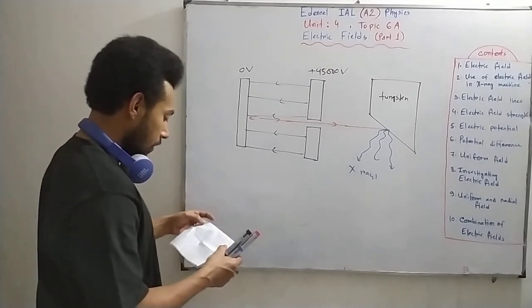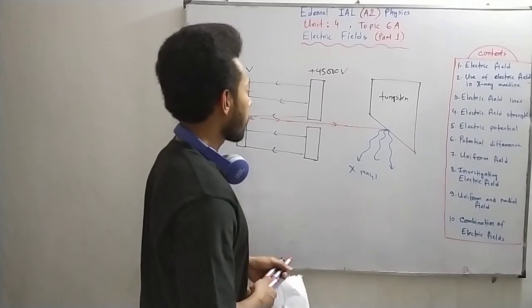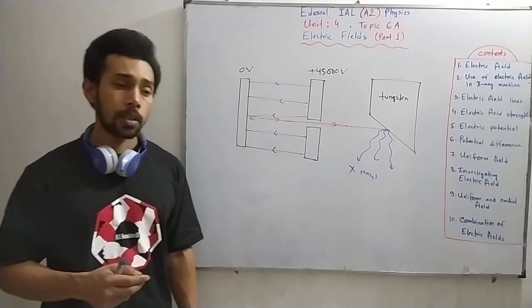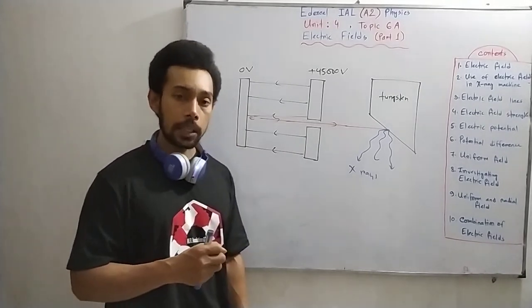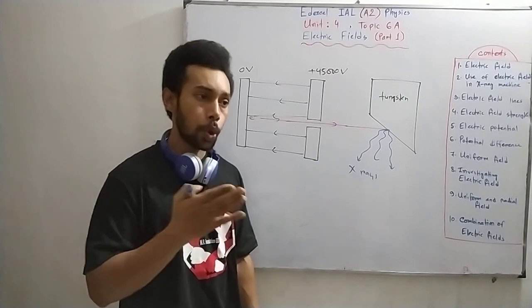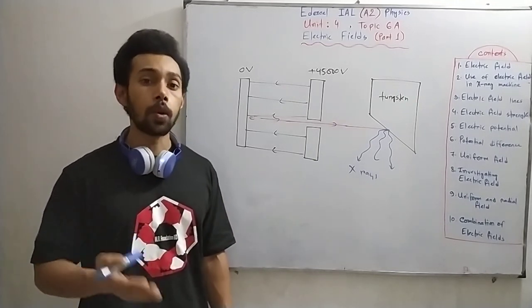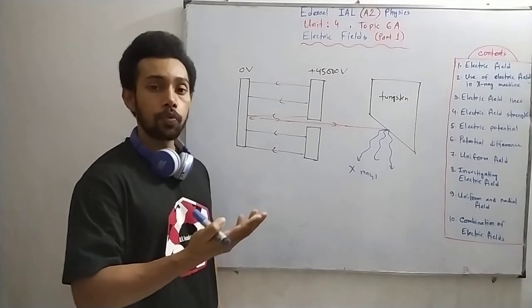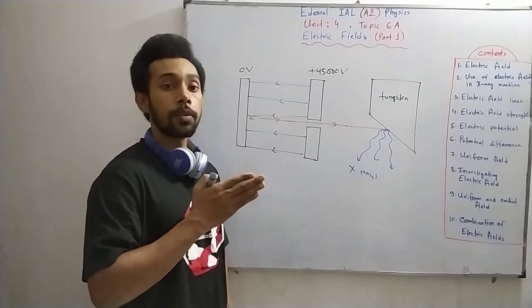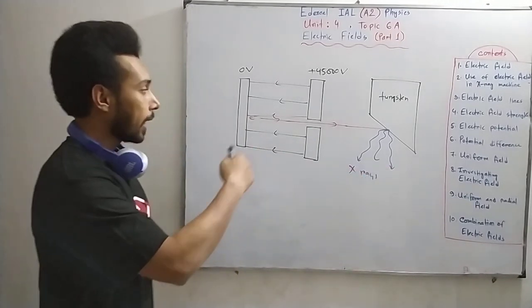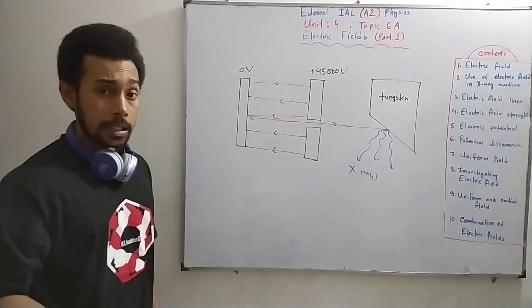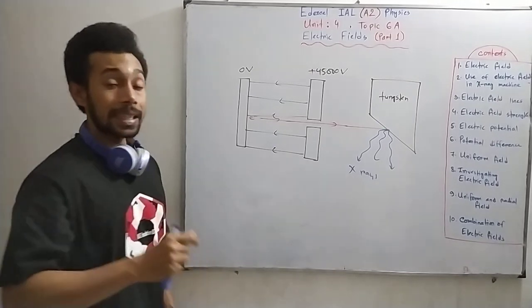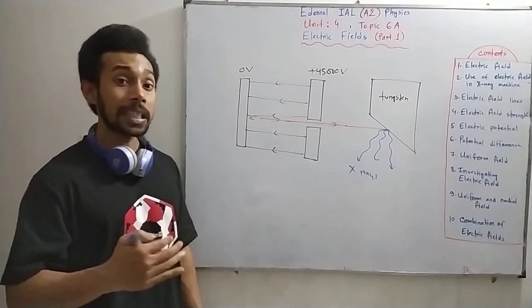Now, electric field lines. What are electric field lines? Like magnetic field lines, we know the magnetic field lines show the direction in which a lone north pole will be accelerated, or the direction in which a north pole will experience a force. And to visualize the electric field, we draw some lines.